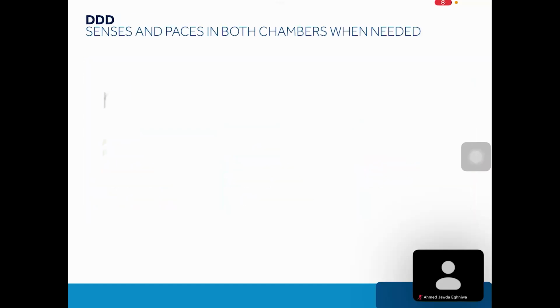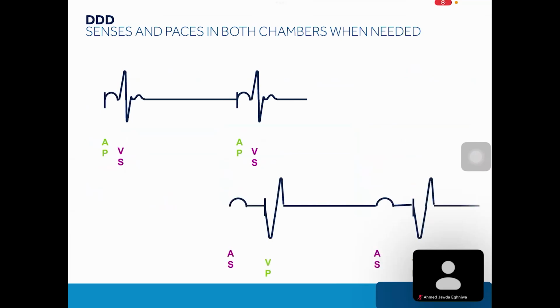D means sense and pace in both chambers when needed. Atrial pace, ventricular sense, atrial sense, ventricular pace. Accordingly, it will sense and pace in both atrium and ventricle, with inhibition and triggering according to both chambers.